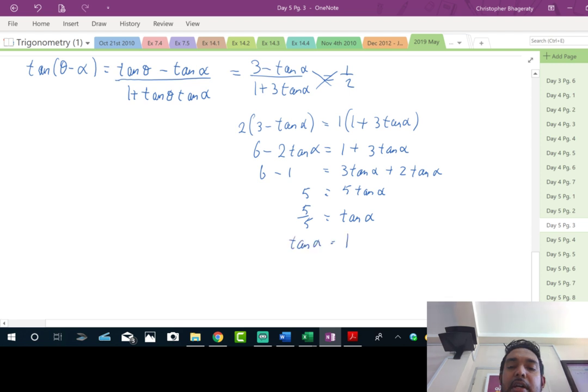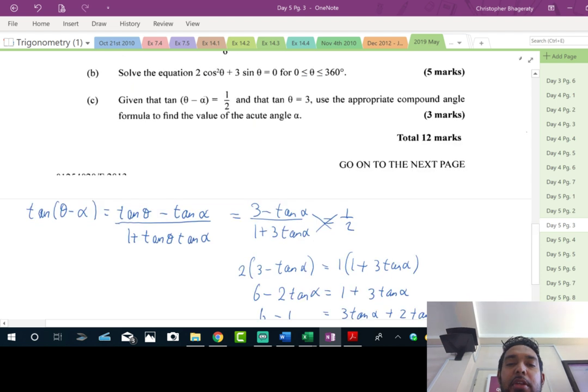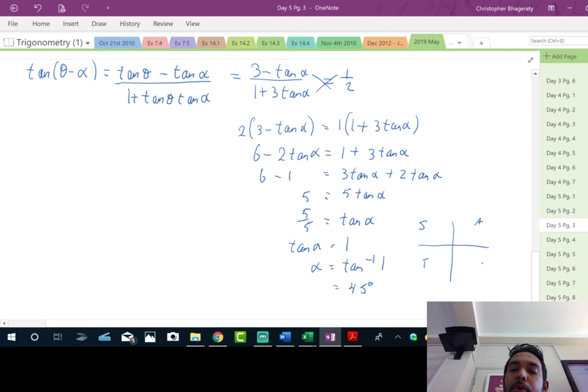So if tan alpha is 1, to find alpha, all we have to do is find tan inverse of 1. Now we know that tan inverse of 1 is equal to 45 degrees. Now let me just check something with the requirements. Because if you think about your quadrants, remember tan is positive in 2 quadrants, here and here. So apart from this 45-degree angle, we could also take that whole angle there as well, but in the question they specified that they wanted an acute angle.